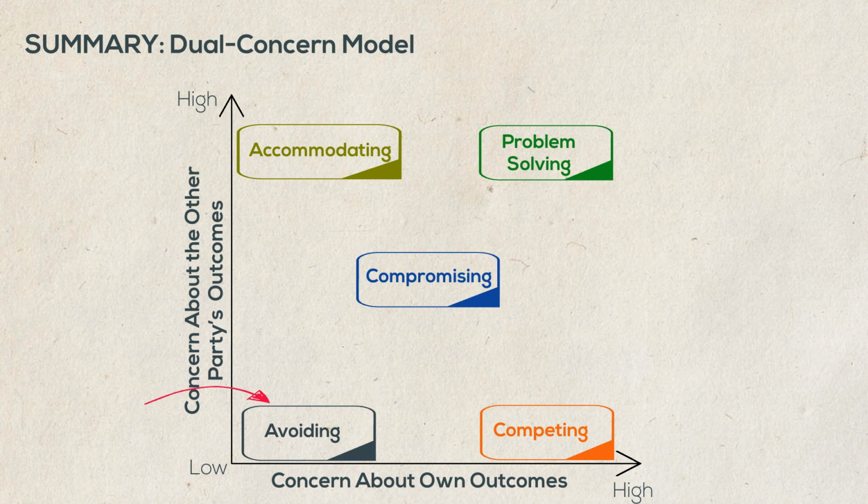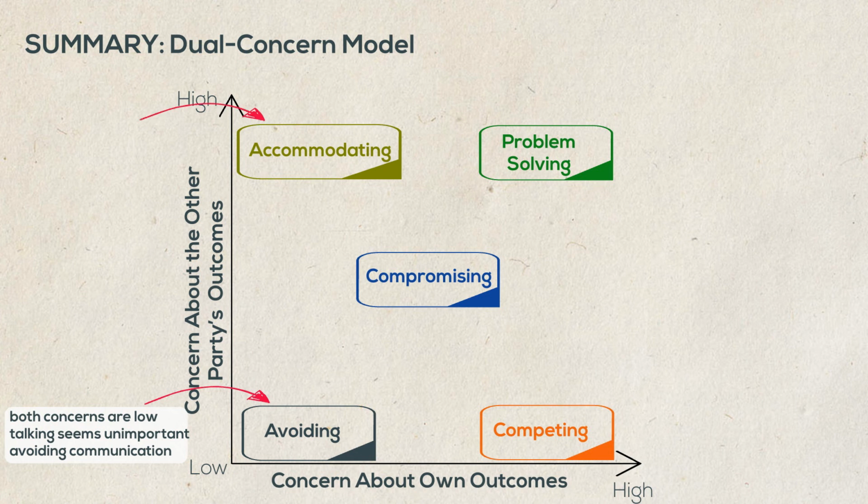Avoiding. Here we have low concern for own interest and low concern for others' interest. Since both concerns are low, it doesn't seem important to talk about it. Therefore, communication tends to be avoided.